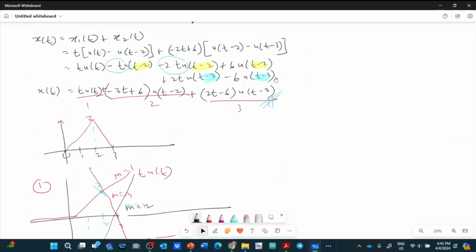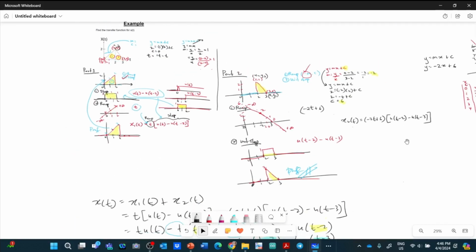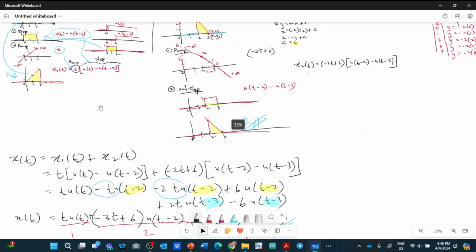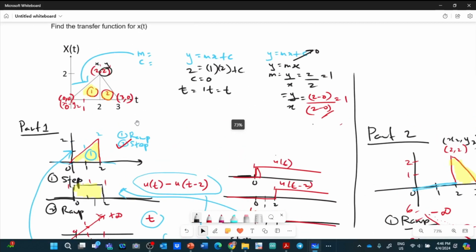Campur 3 signal ni, then you get the final answer still the same. Tak percaya, prove it lah. You draw out these 3 signal, prove it, you will get the original signal. Okay. So reason why I teach the method yang nombor 1 ni, sebab dia lagi mudah by segment. Okay, so kalau you ada banyak segment, then very easy for you to actually add on and everything.